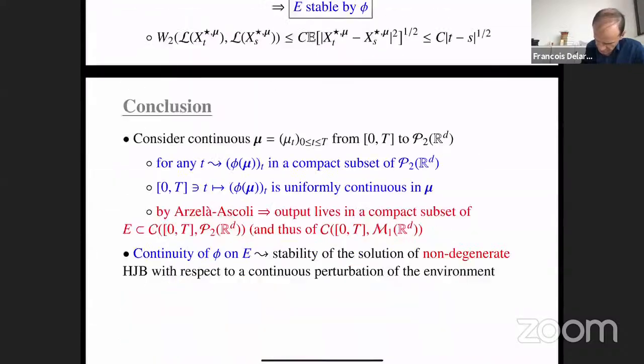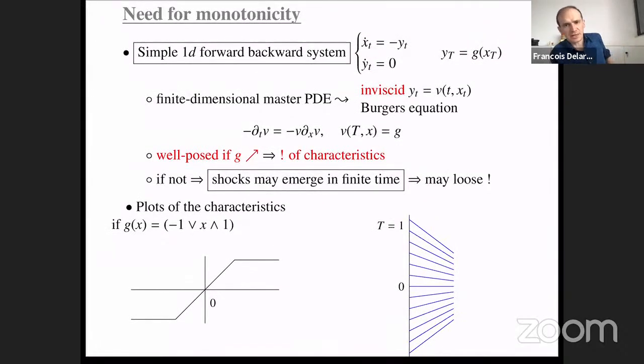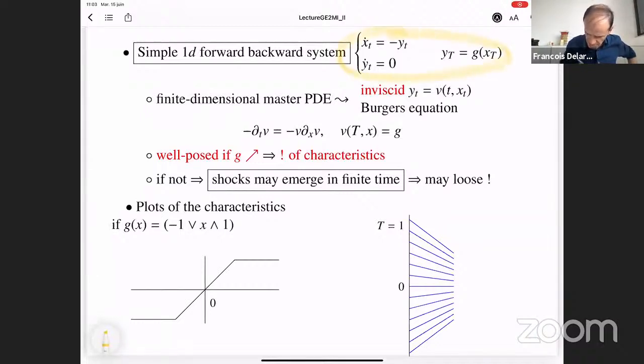So this is the one I sent you this morning. I decided to start with uniqueness. My slides start from existence, but this is the same. So this is exactly what I was just telling you. You take the forward backward system, the same as the one we have just seen. And you say, well, I have this PDE. And the point is that if you have the boundary condition g that is non-decreasing, then you have uniqueness for the characteristic system. And if not, then you may observe shocks appearing in finite time. And when I say shocks, it means that you will get a singularity for the solution to the Burgers equation, and you lose uniqueness of solution to the forward-backward system.